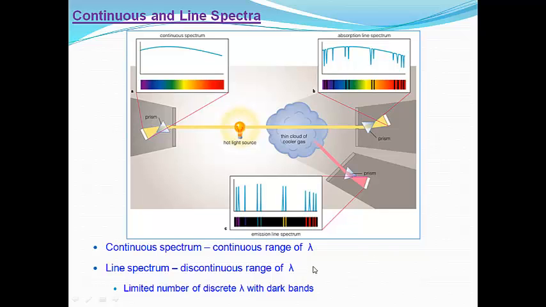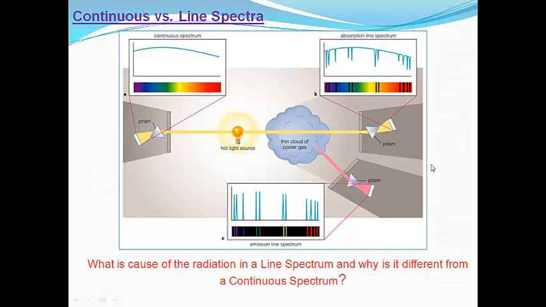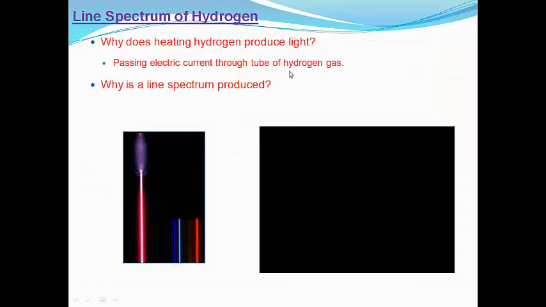And this is telling us that when we heat up a jar of hydrogen atoms or hydrogen molecules, there is a certain limited number of discrete wavelengths that are available. And we want to essentially ask, what is the cause of the radiation produced? What is the reason for the production of a line spectrum as opposed to a continuous spectrum? In more specific terms, why does heating hydrogen produce light? Or why does passing an electric current through a tube of hydrogen gas produce light? And we're going to look at that by looking at this experiment here.